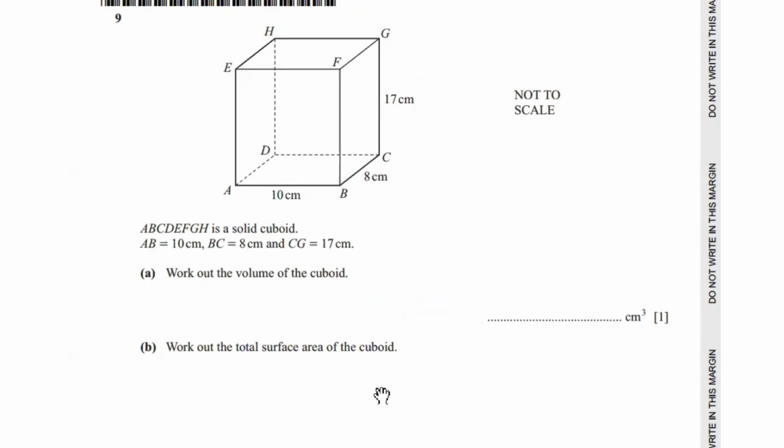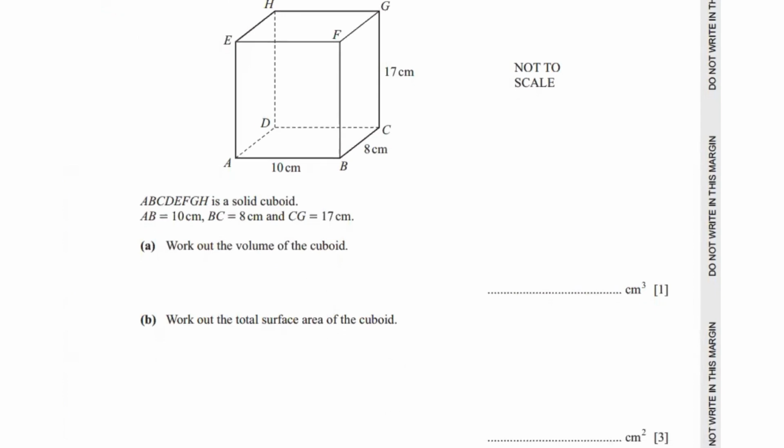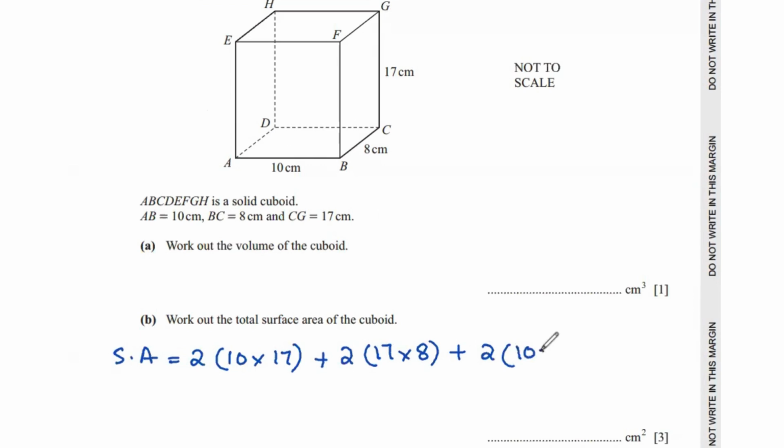Then work out the total surface area of the cuboid. For that, we find the area of each face. For the front and the back, that's 2 times 10 times 17. From the left and right, 2 times 17 times 8. And for the top and bottom, 2 times 10 times 8. All of this gives us an area of 772 centimeters squared.